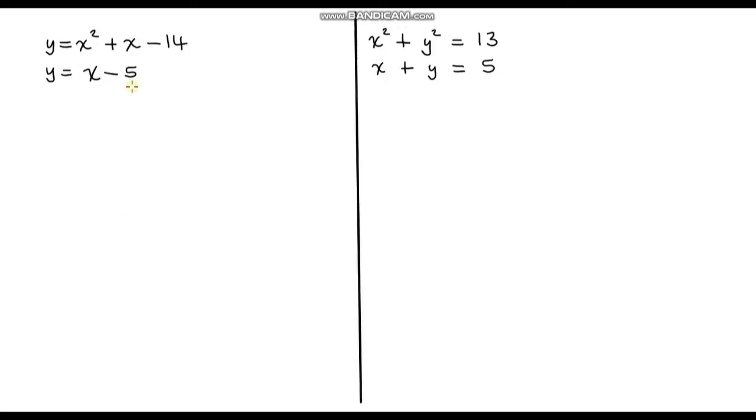Okay, so it's your turn now. Have a go at pausing the video and solving these two pairs of simultaneous equations. If you do get stuck, you can always go back to my previous example.